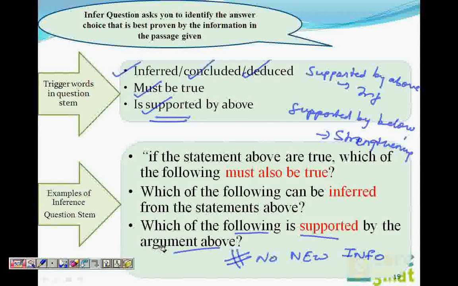I'll repeat this. What you just said is that in strengthening and weakening, we were looking at new information which would strengthen or weaken the conclusion that is being given. In this, because it's inference based, it's based on the premise that is already given. So there's no new information that we are seeking. We're just looking at the direct inferences. Yes, it has to be supported by above. So no new information.